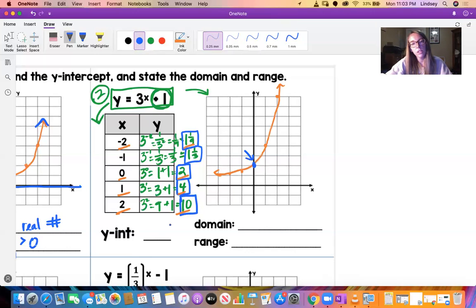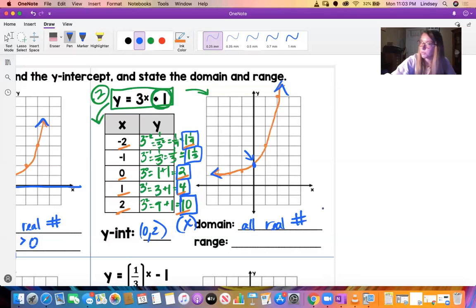All right, so y-intercept. Here's my y-intercept. That is at 0, 2. All right, then my domain, it goes on and on forever that way. It goes on and on forever that way. So all of my x values that it could be are all real numbers, okay?